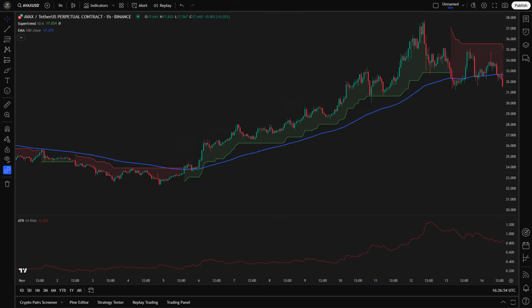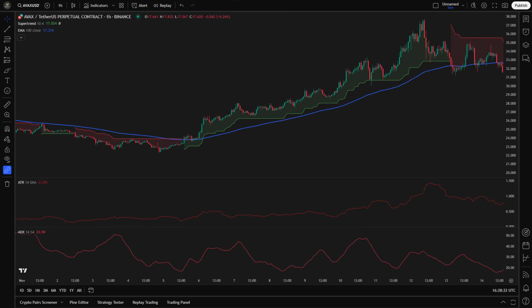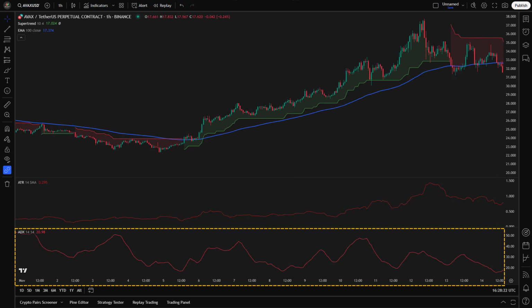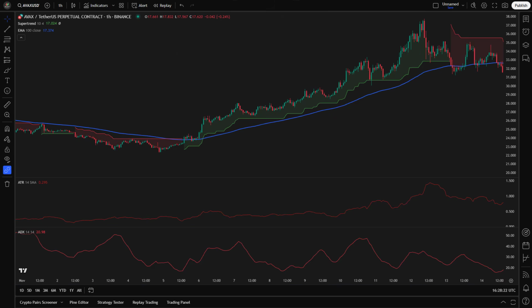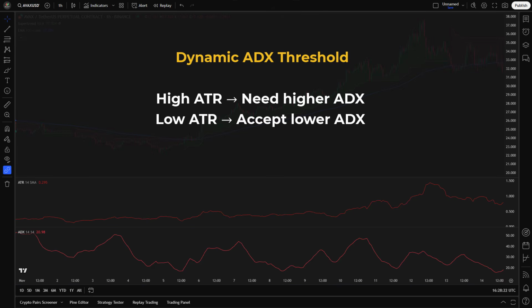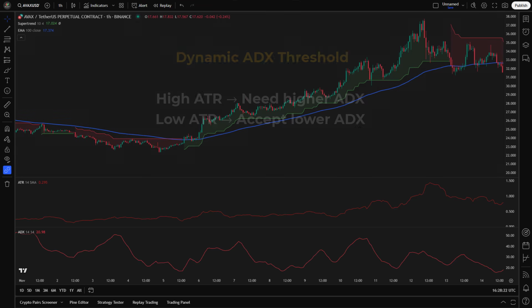sideways markets. To make sure there's a strong trend, we also use the ADX, Average Directional Index. But instead of using a fixed value, we apply a dynamic ADX threshold. When ATR is high, we require a higher ADX to confirm a strong trend. When ATR is low, we allow a lower ADX threshold. This way, the ADX adjusts based on current market volatility. By combining dynamic ATR and ADX filters, we avoid entering trades during weak or ranging markets.